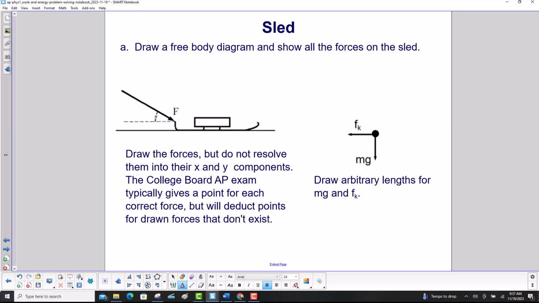A. Draw a free body diagram and show all the forces on the sled. Draw the forces, but do not resolve them into their X and Y components. The College Board AP exam typically gives a point for each correct force, but will deduct points for drawn forces that don't exist. So we'll start by drawing arbitrary lengths for the friction force, which is opposite the motion, and mg, which is down.